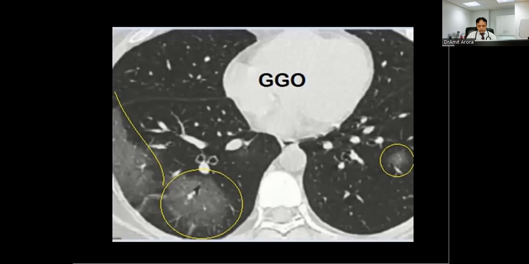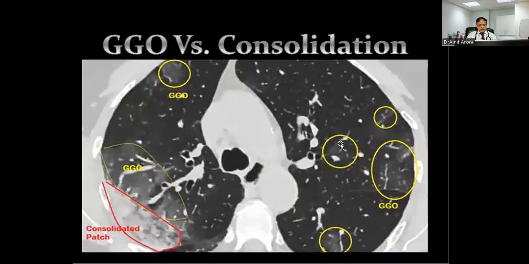Now, how to differentiate between ground glass opacity and a consolidated patch? Because consolidated areas get solidified. Here is a slide you can see. This is the ground glass opacity, all with the yellow mark, and this is the consolidated patch. As you can see, across the ground glass opacity the vessels are present, while this is totally opaque. You cannot see beyond it.